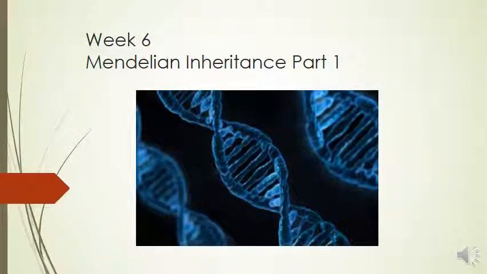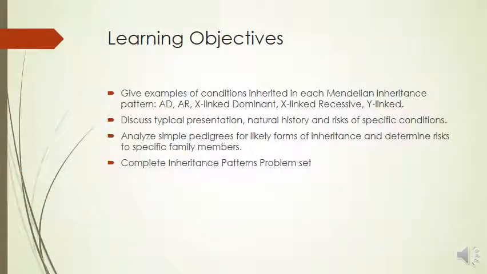We will now do Week 6, Mendelian Inheritance, Part 1. The learning objectives for Week 6 are to give examples of conditions inherited in each of the Mendelian inheritance patterns, to discuss typical presentation, natural history, and risk of specific conditions, to analyze simple pedigrees for likely forms of inheritance and to determine risks to specific family members, to complete inheritance patterns problem set.